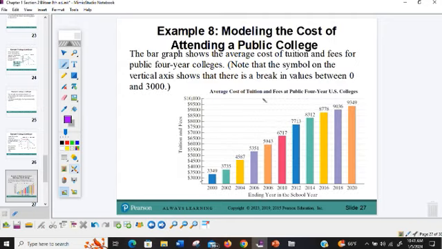Now our last example in this section talks about modeling. So we are going to use a graph to model something and make a prediction. It's very similar to what we've done, but this time we're going to come up with an equation. So the bar graph shows the average cost of tuition and fees for public 4-year colleges. Okay, note the symbol down here. This little squiggly line is telling me that there's a break between 0 and 3,000. They left out some information. Okay, so if you look, here's 2000, the cost, all the way to 2020, and the cost is up here.